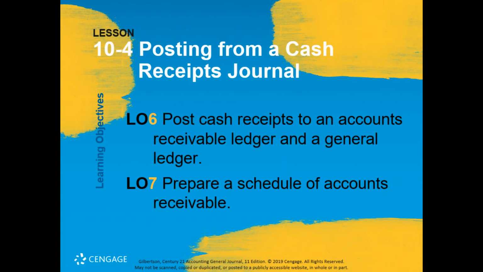All right, here we are, last section of chapter 10, 10.4. We're going to post cash receipts to both an accounts receivable subsidiary or subledger, and a general ledger. And again, subsidiary ledger all ties to a controlling account, which we're going to get into here. And we're going to end up doing a schedule of accounts receivable, more on that in a moment. That's what we said here. Prepare a schedule of accounts receivable.